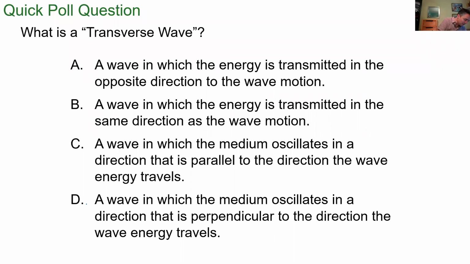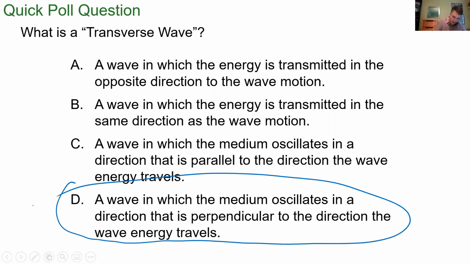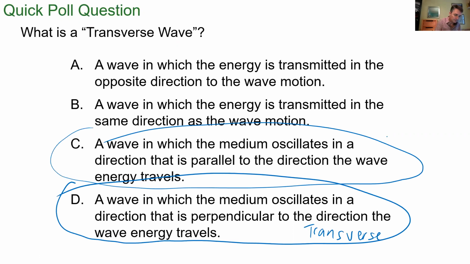I don't know what all the other ones were, but I think that certainly D is describing a transverse wave. And in fact, I believe that this C is describing a longitudinal wave, right? And I don't know what these other ones describe. They didn't seem to make much sense to me, but they're definitely wrong. Okay, good job.